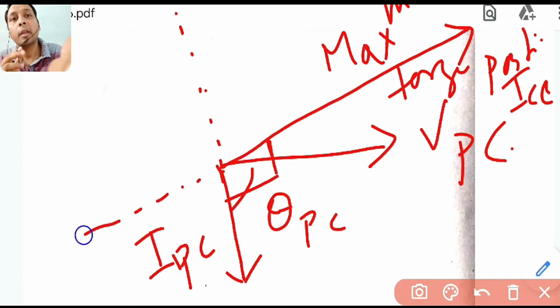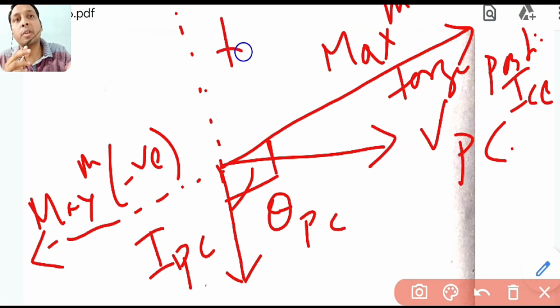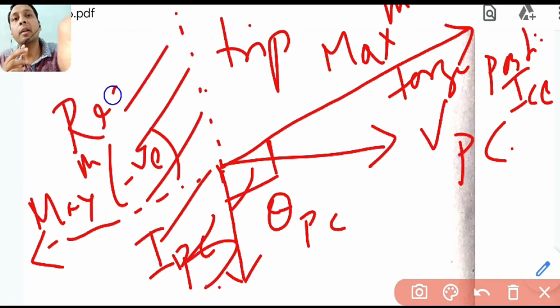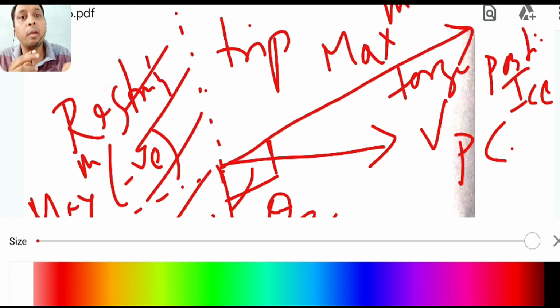Similarly, I can say a minimum torque will produce here. This is also maximum, but here it is maximum in the negative direction. Okay, so maximum torque will occur here, positive torque. So if I set my disc to rotate in positive direction only, my disc will rotate if the torque is in positive direction. That means this side will be your trip zone, and this entire side will be your restraint zone, because here negative torque is producing.